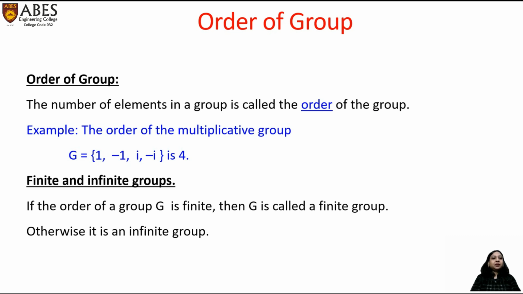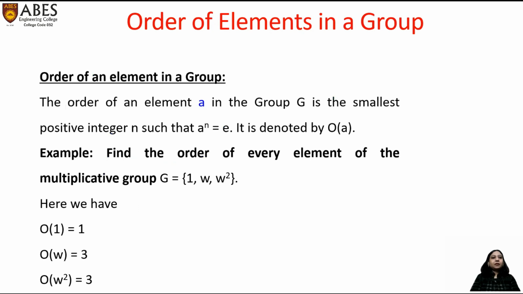For example, this is a particular group in which there are 4 elements: 1, minus 1, iota and minus iota. This is a cube root of unity group, and here we can see that there are 4 elements, so its order will be 4. The next one is how we can find the order of a particular element in a group. Suppose the group is having 4 elements and we want to find the order of a particular element A in the group, then how can we find this?